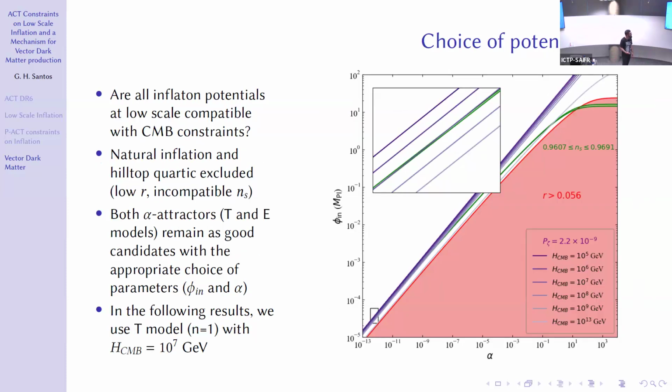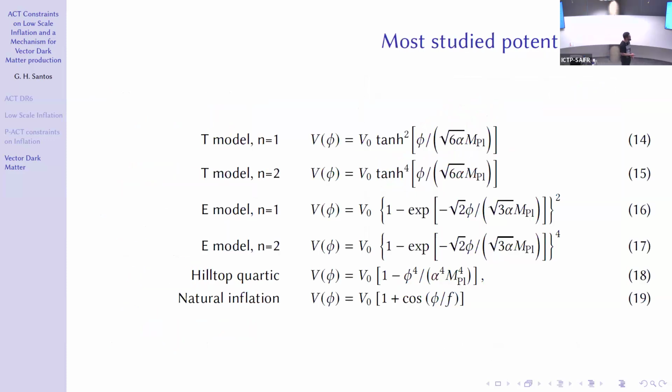Sorry, what is the green? The green is the upper and lower boundary to the spectral index. So what is alpha in the previous slide? Alpha is just those alpha parameters, three parameters here, alpha, and also alpha here. And I have used alpha instead of F here, just as a free parameter. Got it.